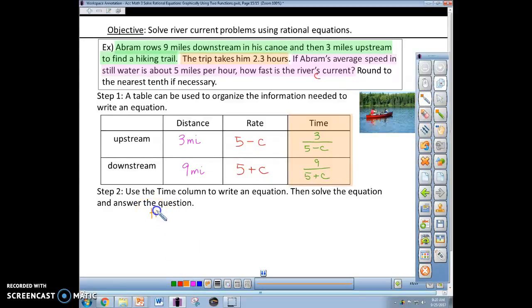So we have his time upstream plus his time downstream equals his total travel time. Or also, we could look at that as his total time in motion. So we have 3 over 5 minus c plus 9 over 5 plus c equals 2.3.